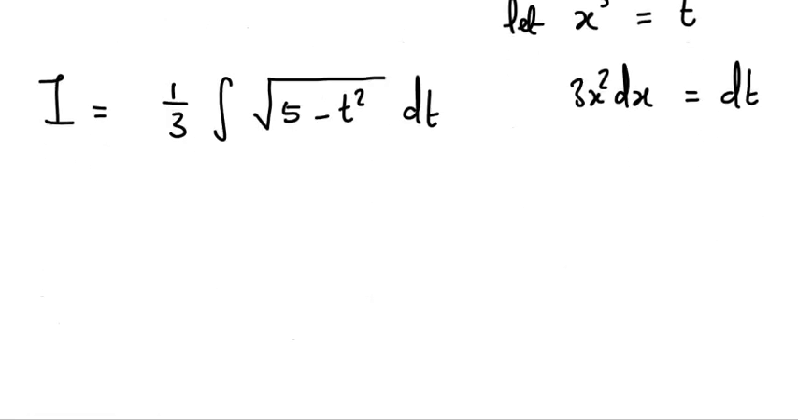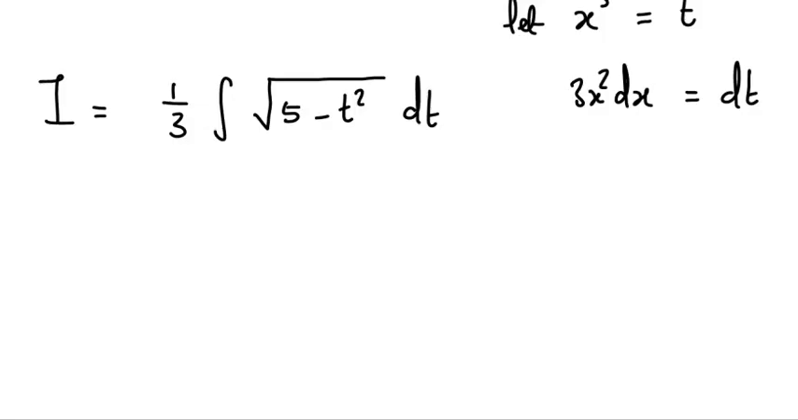Okay, now let's call upon trigonometric substitution. Here we have 5 minus t squared. Let's think about when we have 1 minus sine squared of theta, which gives us cosine squared of theta, right? So using this idea, we're going to make the sine substitution or the cosine substitution. So let us use the sine substitution.